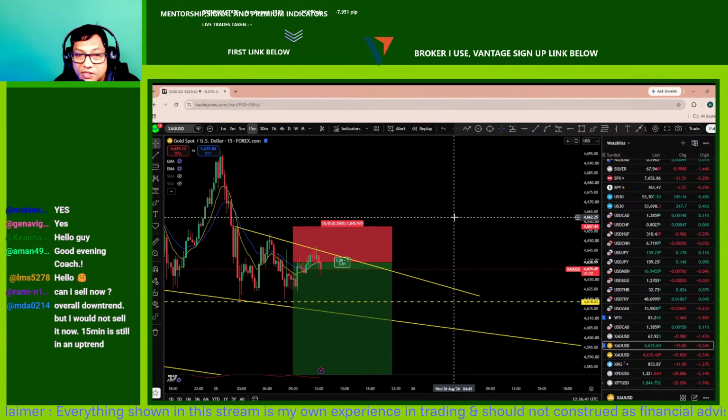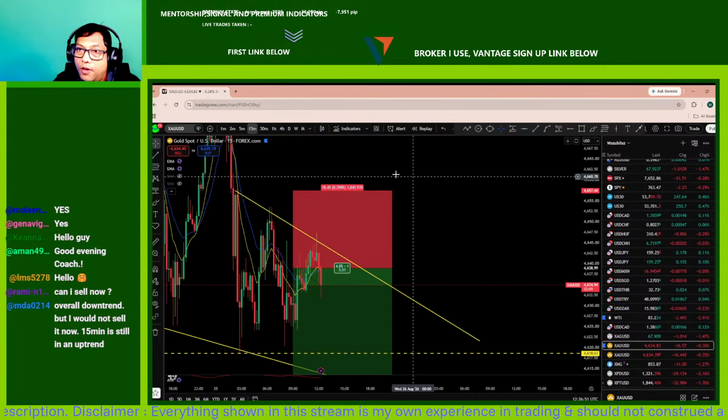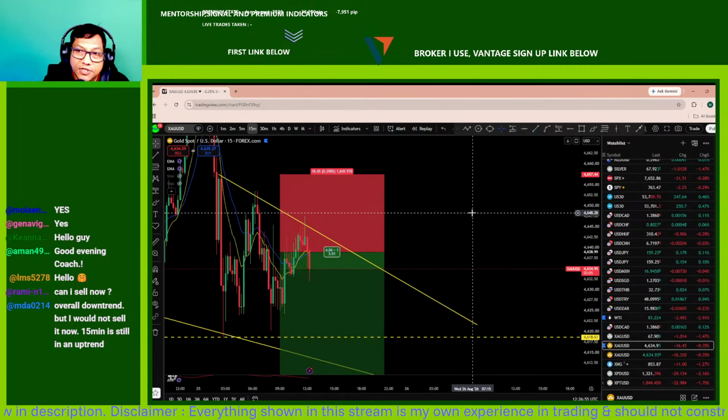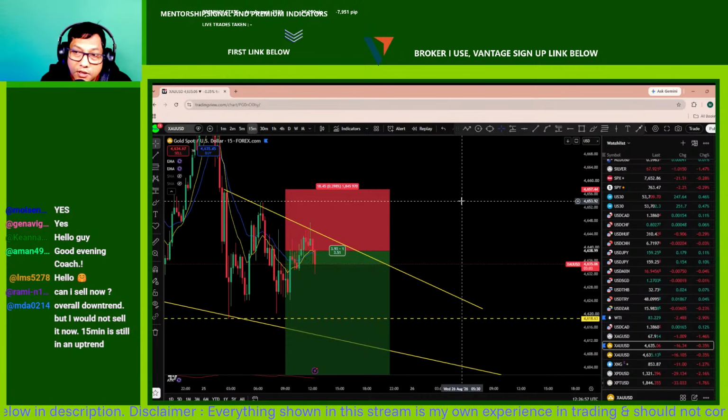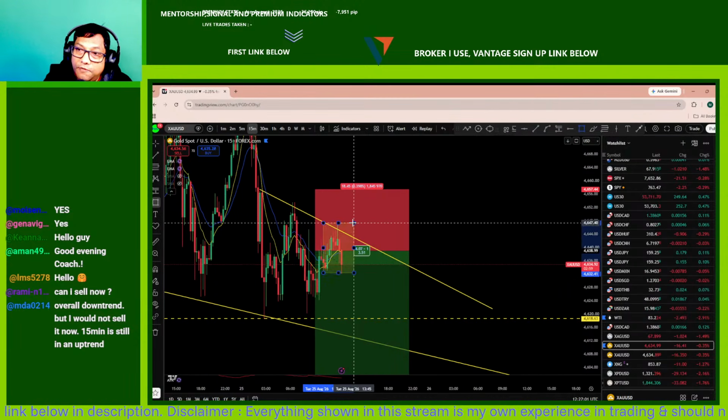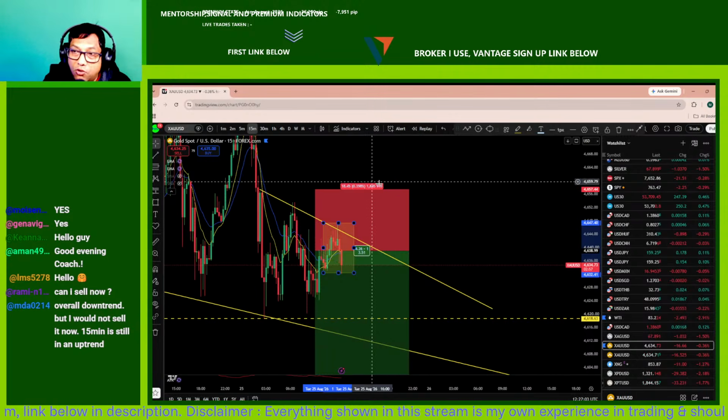50 minutes is still in a downtrend. Okay, let's look at it, yeah, I agree with you. So 50 minutes is still in a downtrend, and if you look at this breakout on the 15 minutes that you can see, it's a false breakout, right?